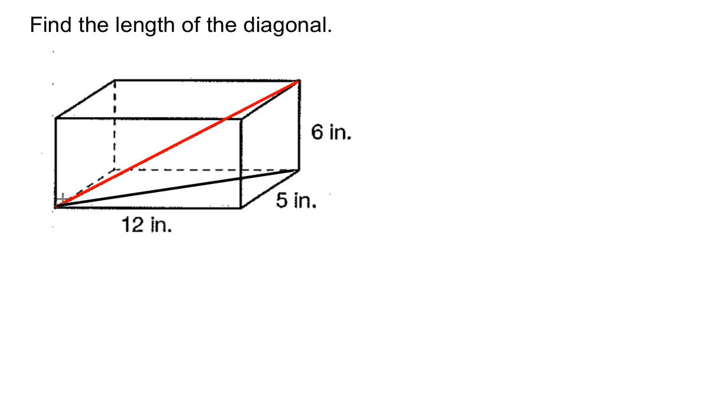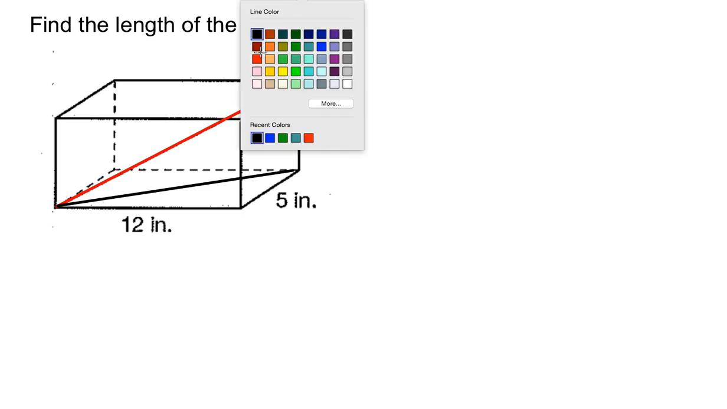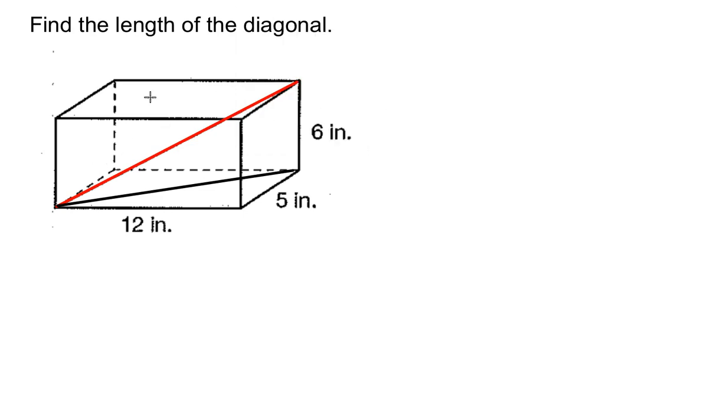So I have one diagonal on the bottom of the box from this corner to this corner, and the other diagonal that I'm looking for uses this diagonal as C, but it uses this as one leg, and it uses the diagonal from the bottom box as its second leg.